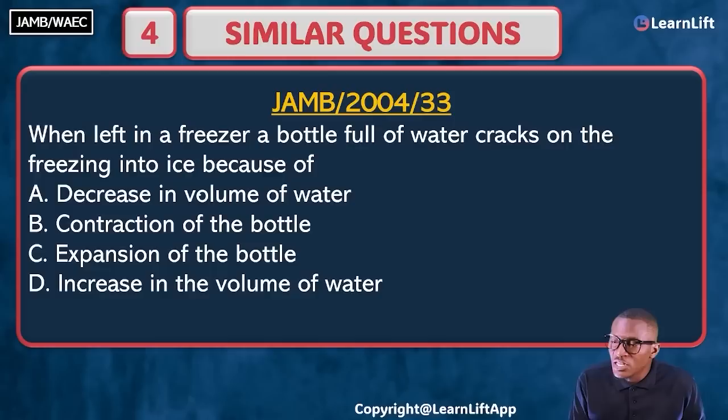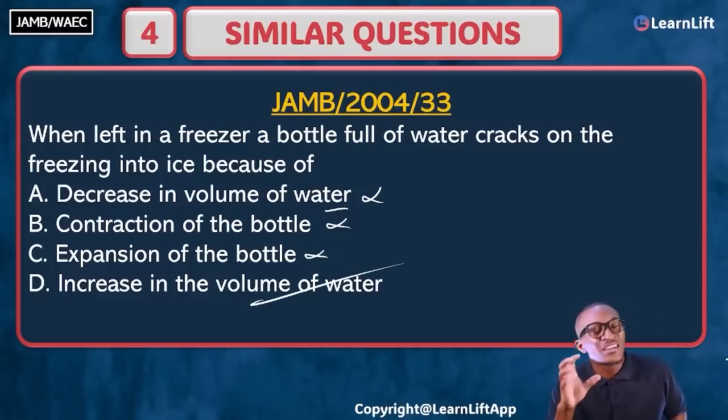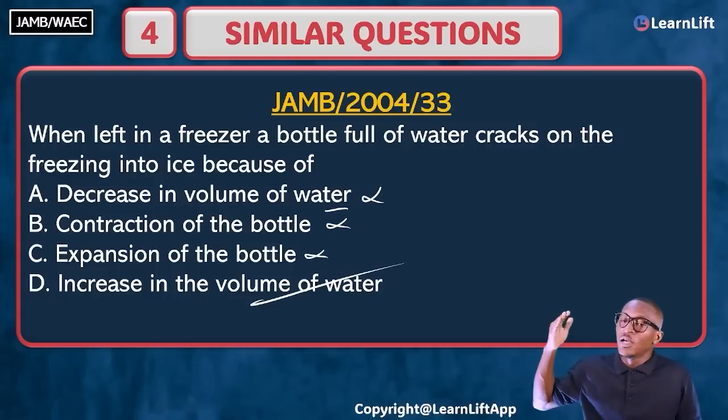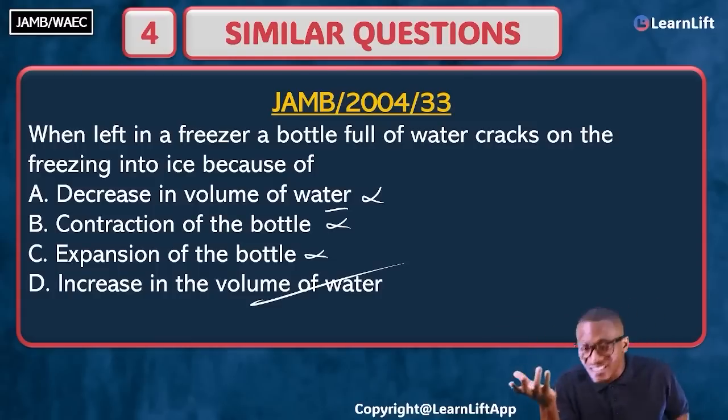Option A said decrease in volume. No, not the decrease in volume of water. Contraction. No, the bottle is not contracting. Expansion in the bottle. No, it's not the bottle that is expanding. It is the water. It is the volume of the water. So it's an increase in volume of water. Yes, the water tends to increase because we say from 4 degrees to 100 degrees, there's an increase.